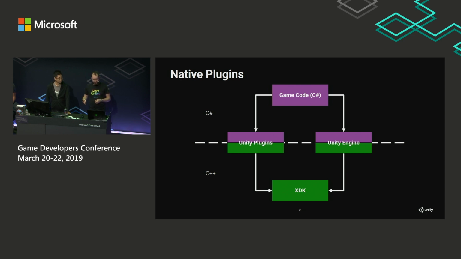One thing to note, since we've touched on your game code being C#, is that compared to other platforms that Unity supports, on Xbox One, all your game code is compiled ahead of time. So there's no just-in-time compilation done at runtime.